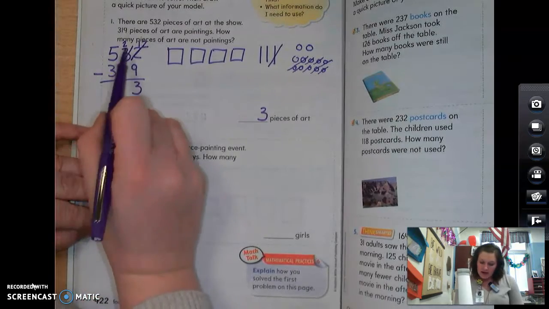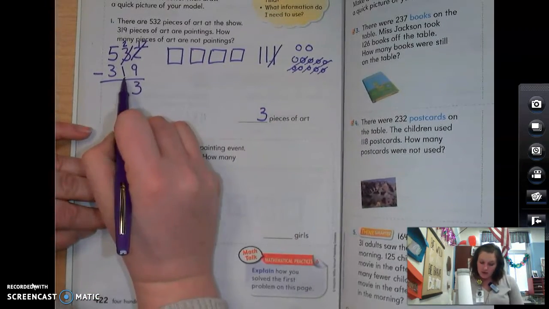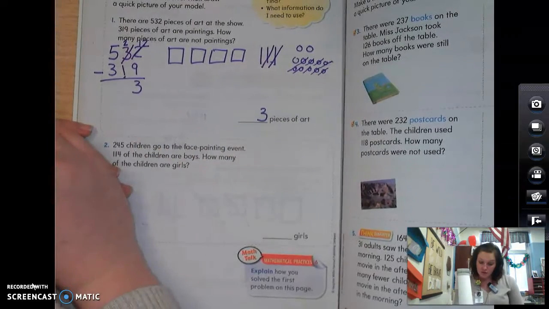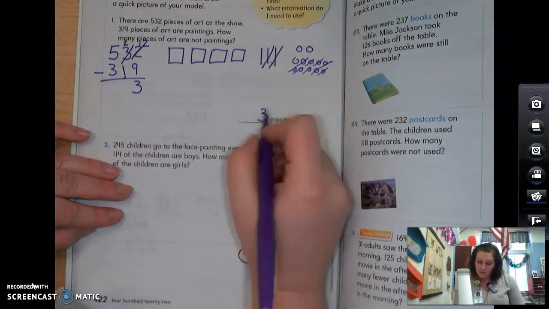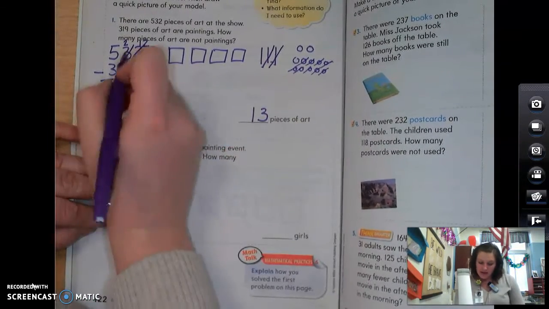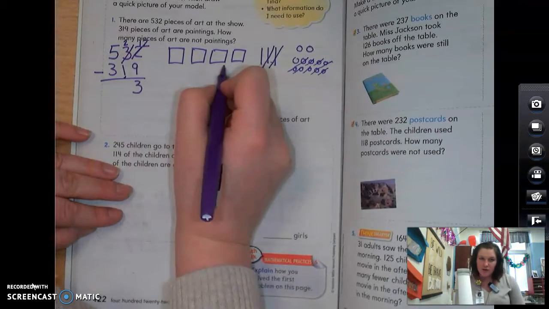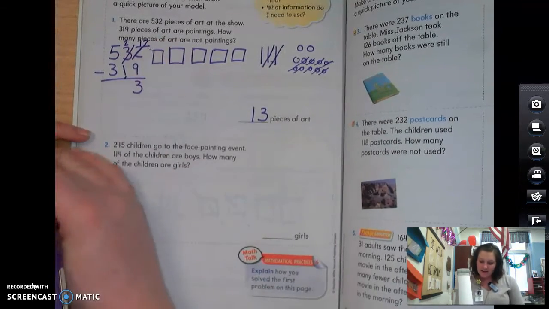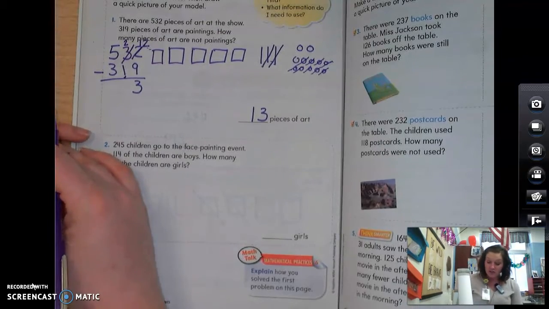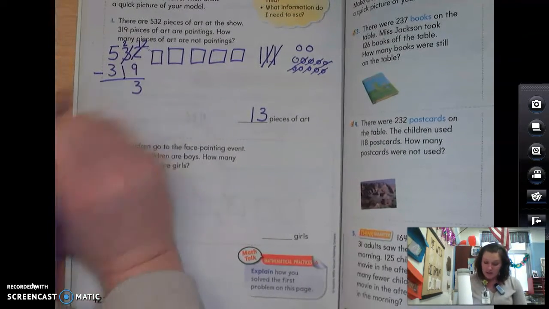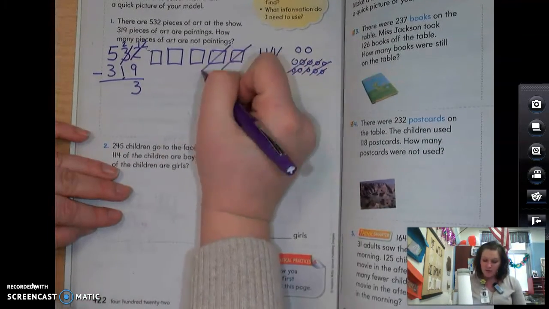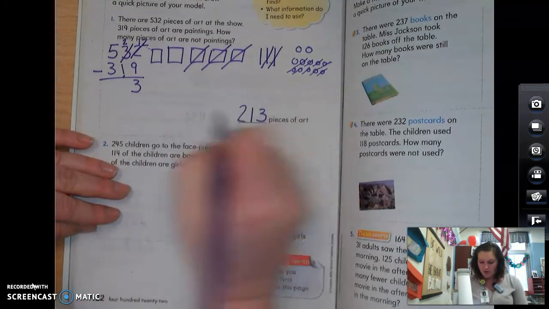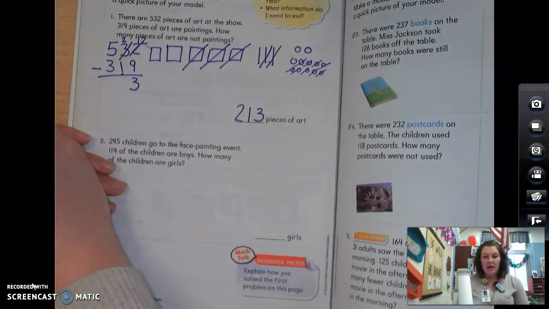Okay, so I have 2 10s now, but I still need to subtract 1. So I'm going to cross this one out. How many 10s do I have now? 2 minus 1? 1. Good. And then I have 5. Oops, I only drew 4. Did you guys see that? Whoopsies, you're probably yelling at me through the video. I need 5 hundreds, and I only drew 4. Okay, I need to cross out 3 of them. 1, 2, 3. 5 minus 3 is 2. The answer should be 213 pieces of art.